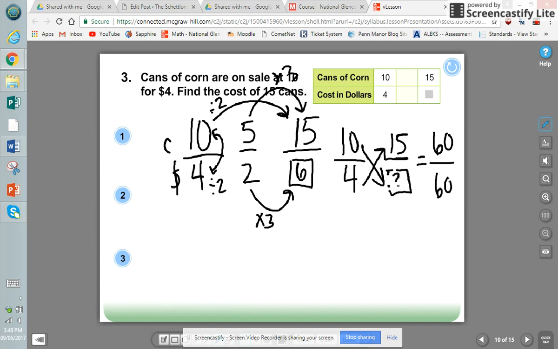Well, 10 times 6. So to answer this question, $6 will get me 15 cans of corn. A little bit tricky, but using that Shetlerizing and cross multiplying, I think you'll get it.